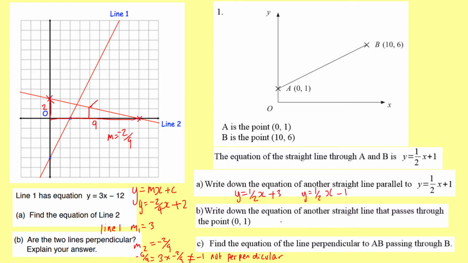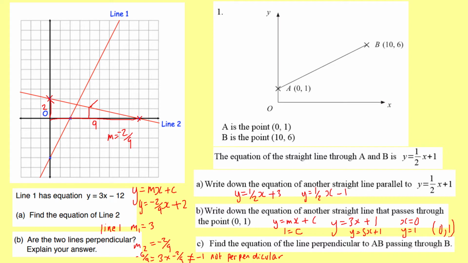Write down the equation of another straight line that passes through 0, 1. To use y equals mx plus c, we can just use that. It crosses the point 0, 1, so when x is 0, y is 1. So does that make sense? C has to be 1. So technically that will work for y equals 3x plus 1, y equals 5x plus 1, because when x equals 0, y is going to equal 1, which is that coordinate. So this is going to help with your understanding.